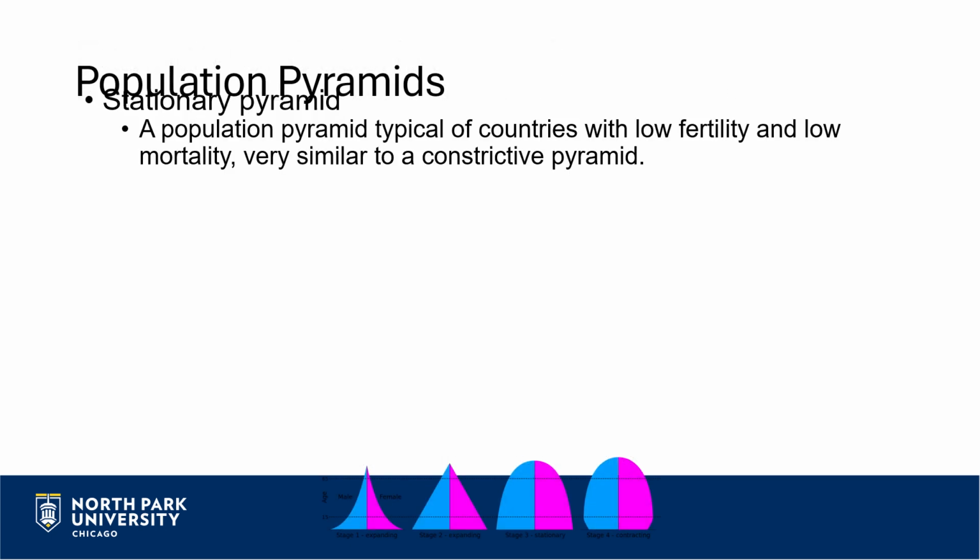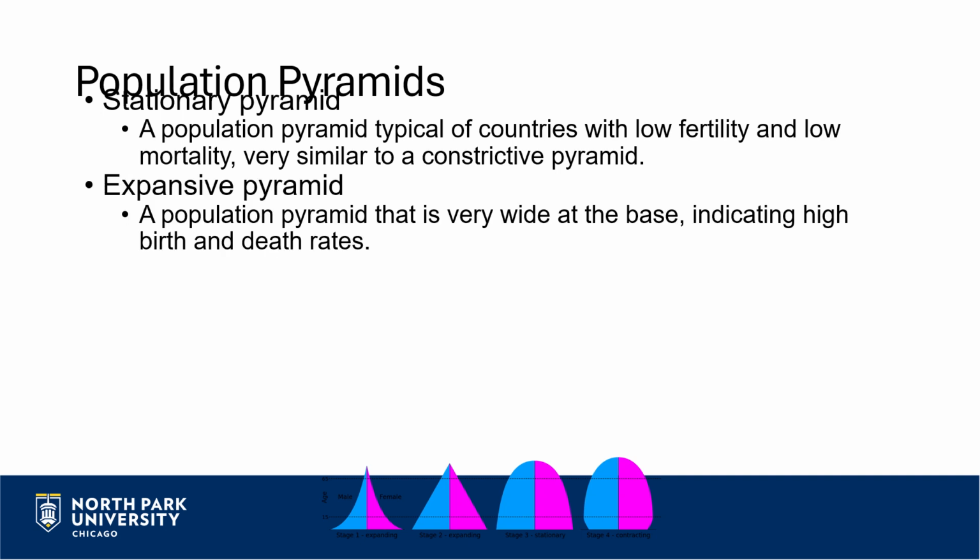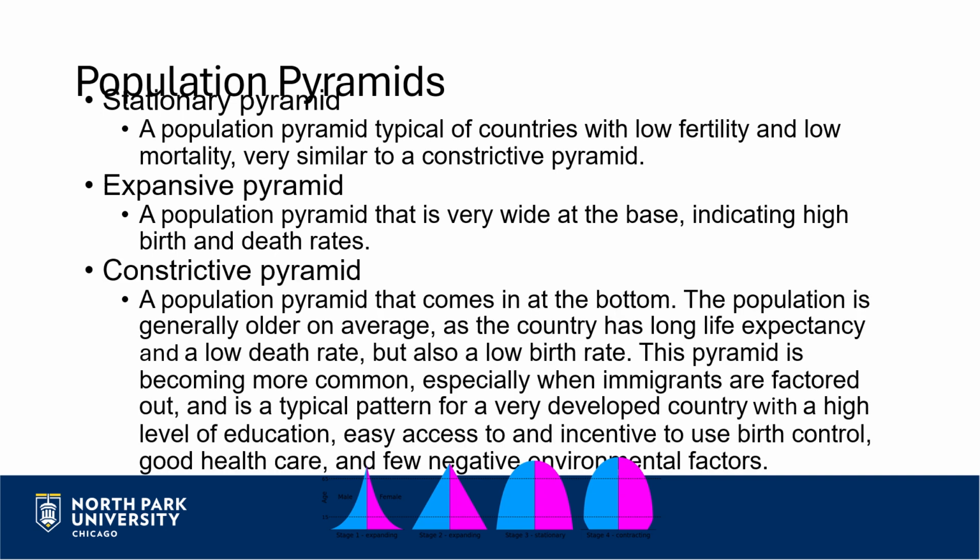Population pyramids. A stationary pyramid is a population that consists of countries with low fertility and low mortality. It's similar to a constrictive pyramid. An expansive pyramid is a population pyramid that's very wide at the base, indicating high birth and death rates. A constrictive pyramid comes in at the bottom. So it's like this last one here.